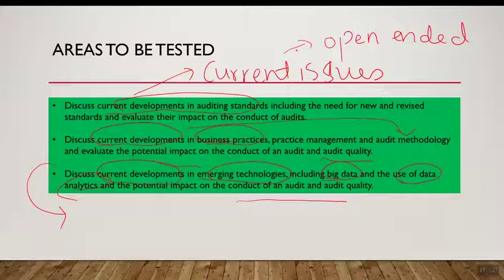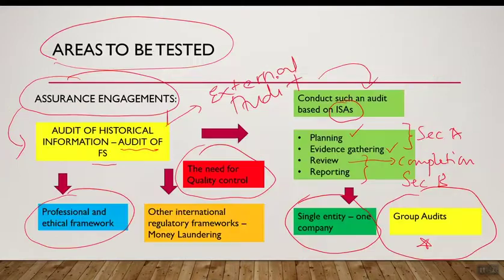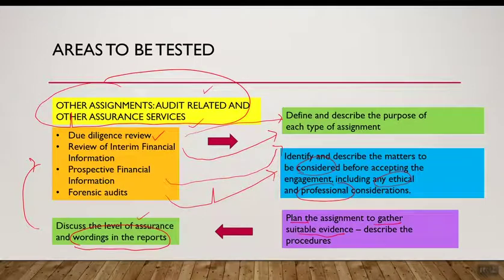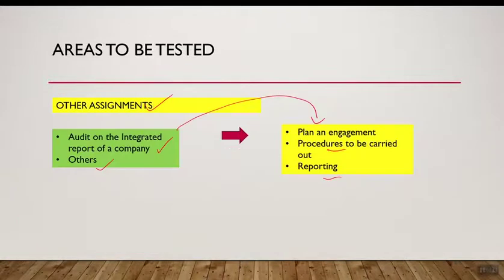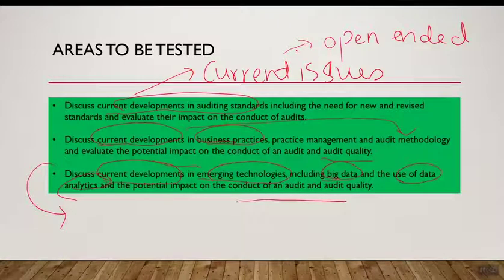So most of the time, when lecturers do revision, we usually focus more on the audit of historical information as well as the other assignments part. But we will give you some articles to read so that, who knows, if the questions do come out in the AA, at least you could answer. This is probably like 10 marks in your exams.